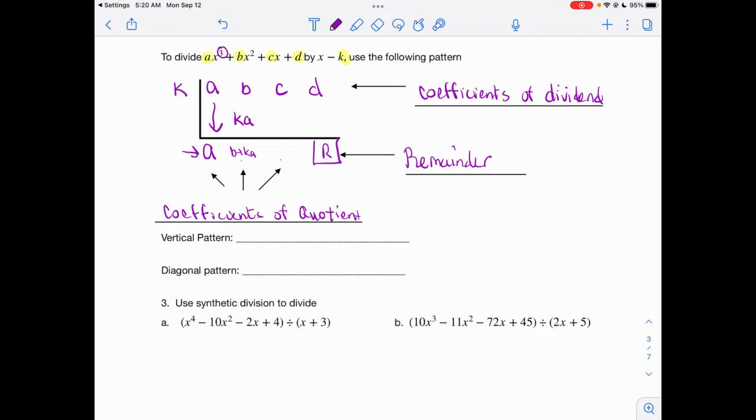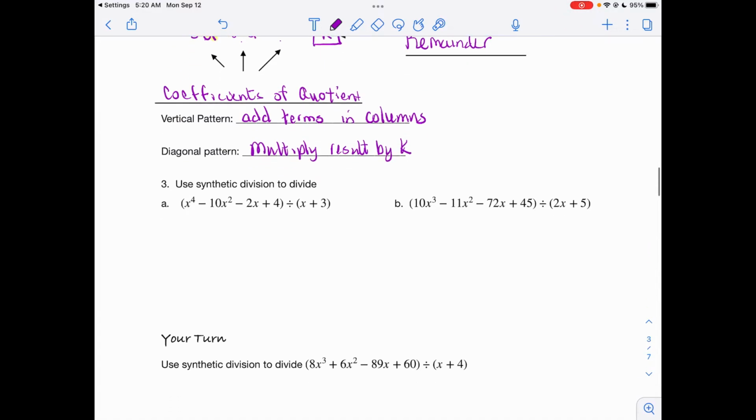So basically the pattern is, the vertical pattern you add, go up and down, like this. Our vertical pattern, we add terms in the columns. And our diagonal pattern is we multiply the result by our k. Alright, so that's kind of abstract and it might be hard to follow, so let's do one.